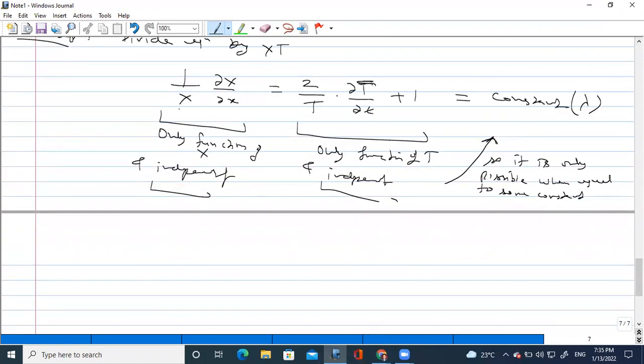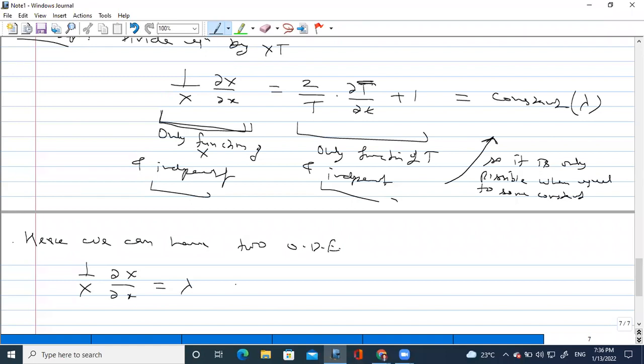Okay, so now tell me, this thing I can take equal to lambda, and this thing also I can take equal to lambda separately. So now two equations have become. Hence, we can have two ODE, two ordinary differential equations. How? First will be 1 by X dX by dx, sorry, del X by del x is equal to lambda. So this is one equation.